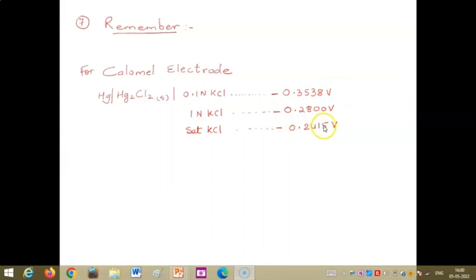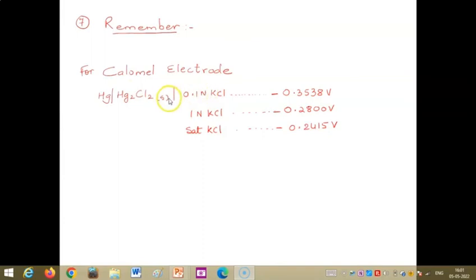It is dipped in saturated KCl solution, and the potential we all know, it is the oxidation potential, minus 0.2415 volts. This electrode comes under the metal insoluble salt electrode. Metal, this is our insoluble salt, and it has a common anion, Cl minus, to that of the salt. So Cl here and Cl here.